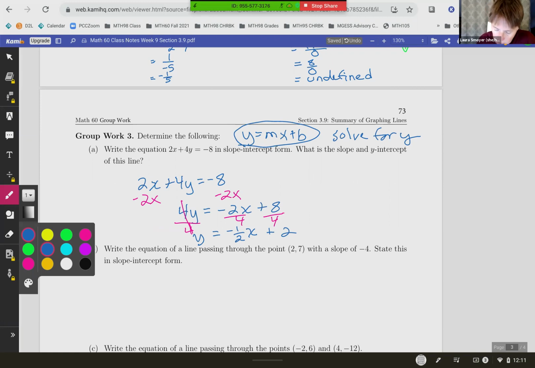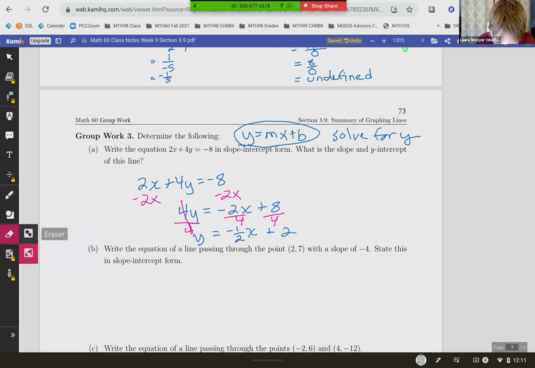Oh, and look, it should be a -2. I rewrote this incorrectly. When I was doing -8 minus 2x, I lost my negative. So I should have y equals -1/2 x minus 2.